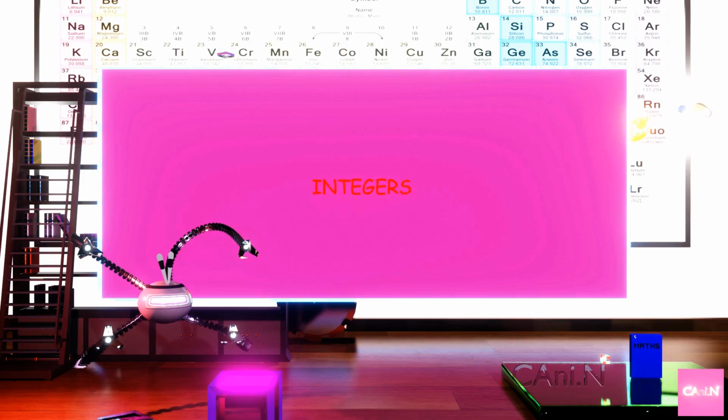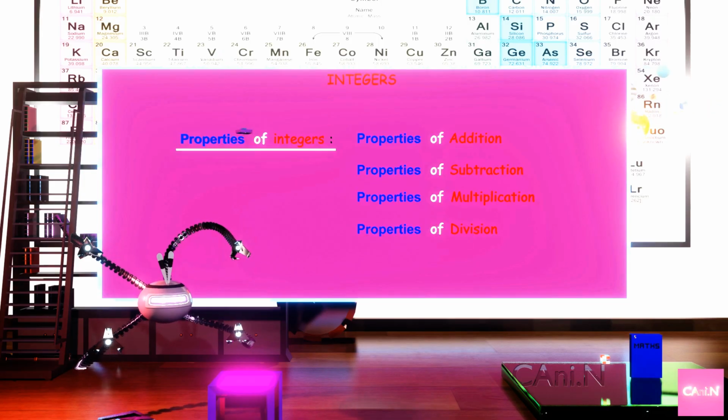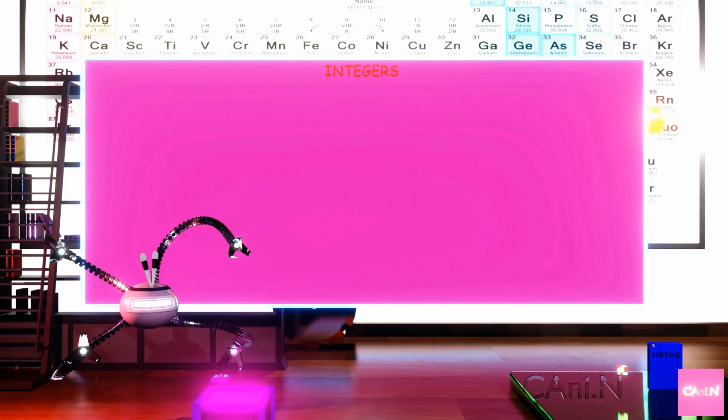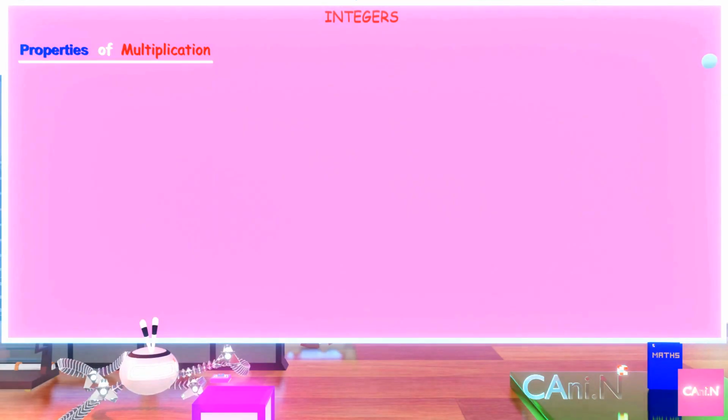Let us continue with integers. Today we will cover properties of multiplication and properties of division. Properties of multiplication. Under properties of multiplication.